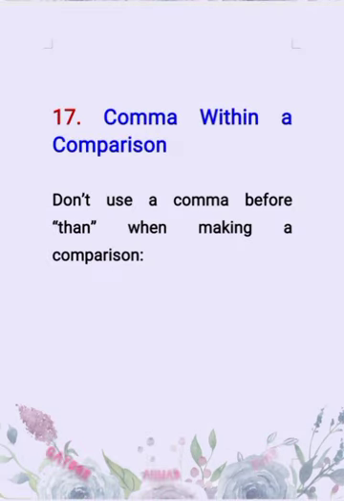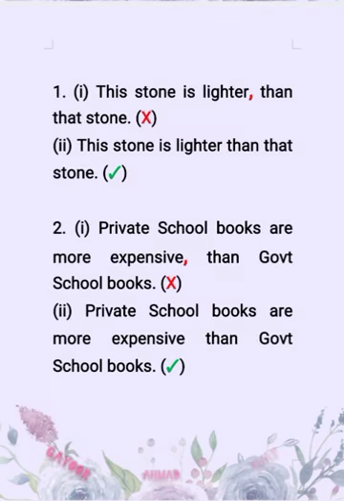17. Use of comma within a comparison. Dear friends, we don't use a comma before than when making a comparison. For example, this stone is lighter than that stone, and private school books are more expensive than government school books. In these sentences, we cannot use a comma between the comparison, that is, before than.